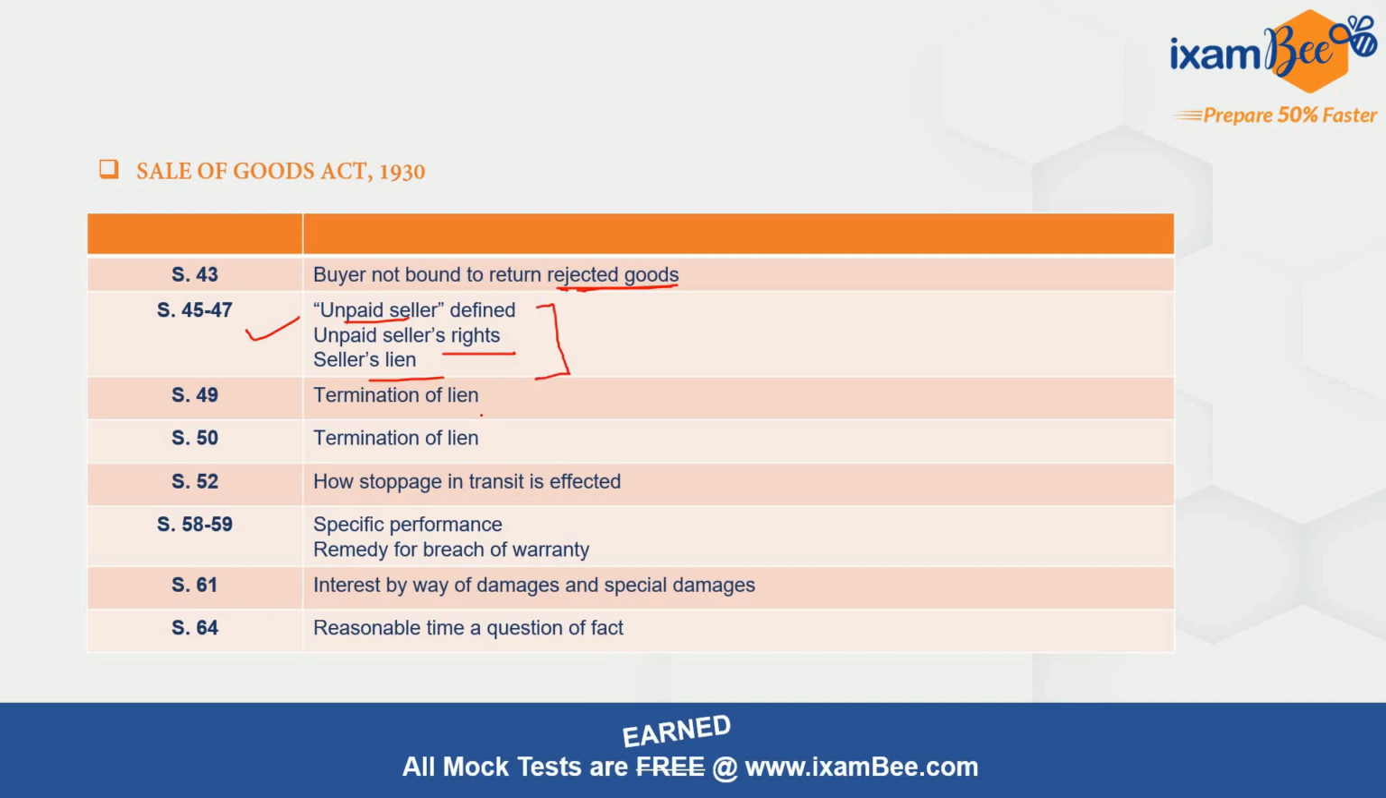Then termination of lien, so section 49 is talking about termination of the lien, and then section 50 is talking about right of stoppage in transit, this is also important. Then section 52 is talking about how stoppage in transit that is being affected and all. Section 58 and 59 is talking about specific performance and remedy in case of breach of warranty, so what are the remedies available in case there is any breach of the warranty and all which is there with respect to the goods.